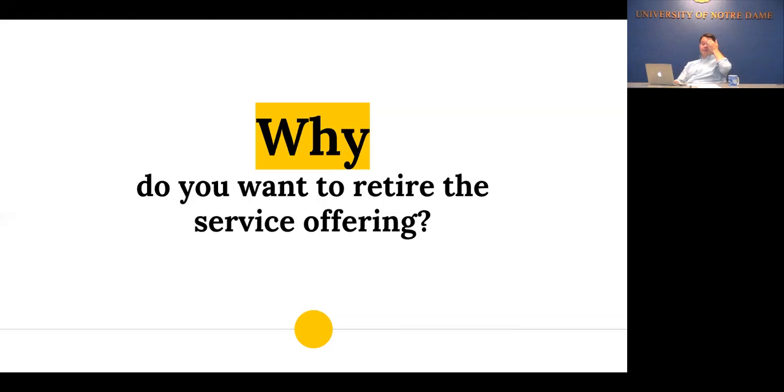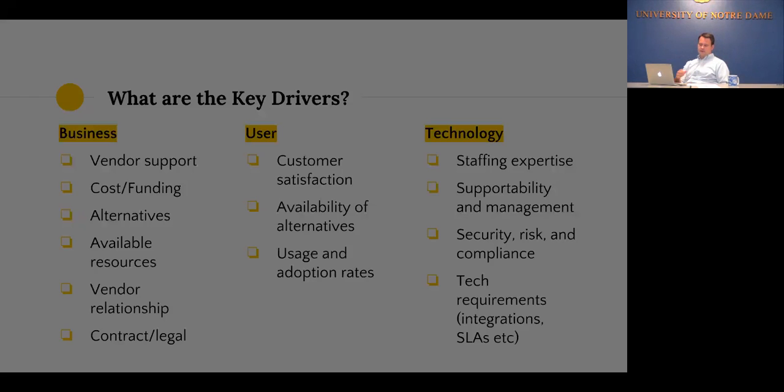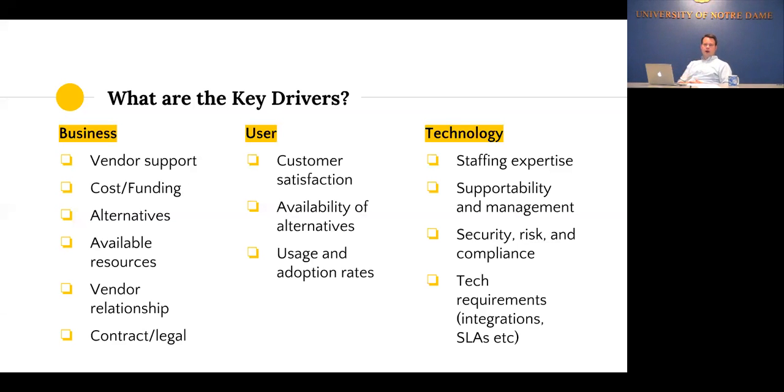So the first question you have to answer is, why do you want to retire this? Let's assume that you're at the point where you have something in mind, a service offering you would like to retire, and you need to make the decision about whether you can retire it, figure out how you're going to retire it, and make that successful. The starting point of this is understanding why. So in that toolkit, the first thing we encounter is, what are the key drivers? Why do you want to retire this? They are going to fall into these three different categories.